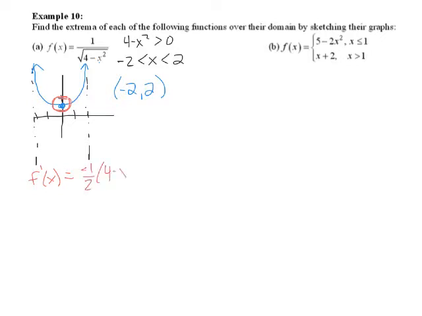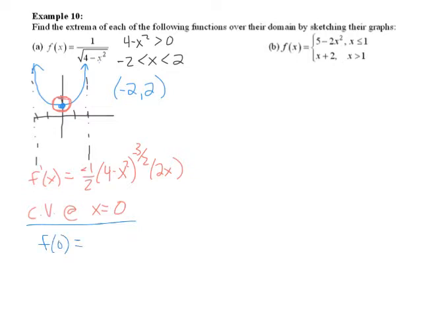-1/2 times 4 minus x squared to the -3/2. Apply the chain rule, and we see that there's a critical value at x equals 0. There would also be critical values at plus and minus 2, but that's outside of the domain, so we don't include those. And we can run this through the equation and find that f of 0 is equal to 1/2. And looking at our graph, this is the absolute minimum.